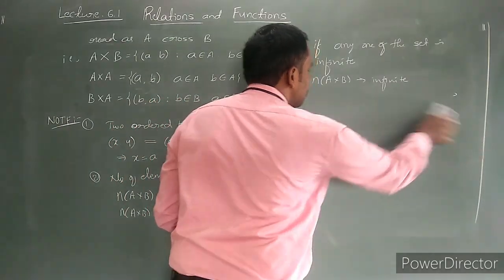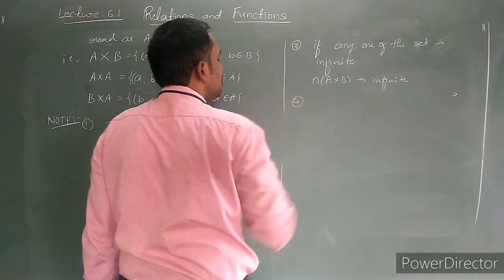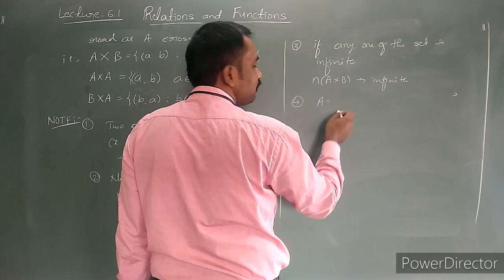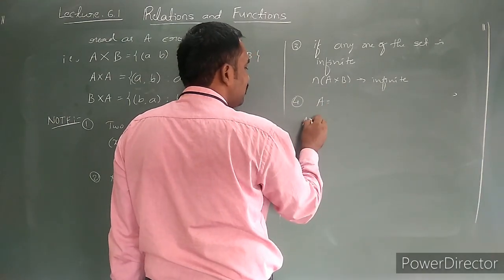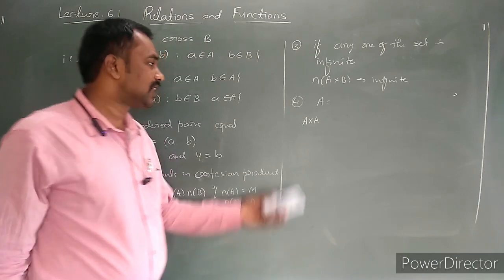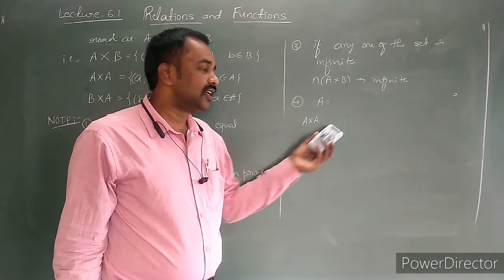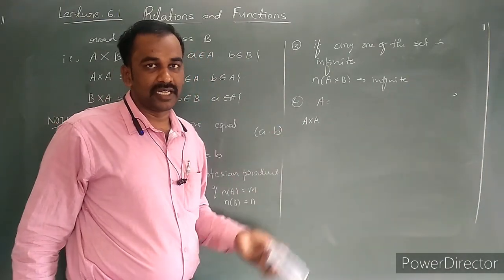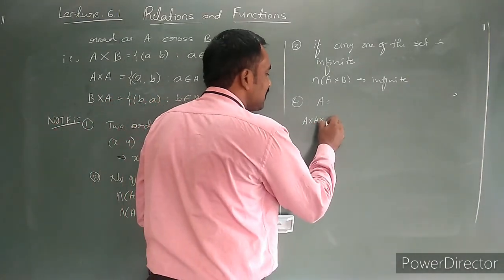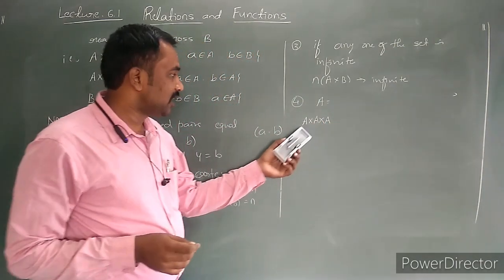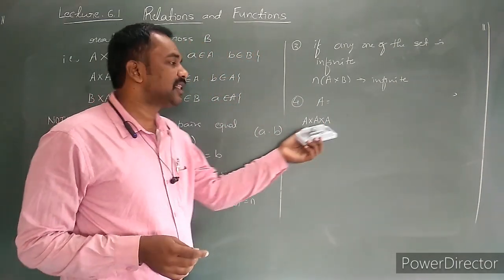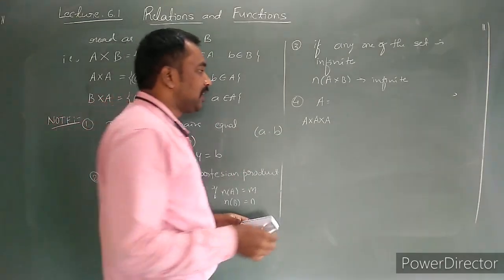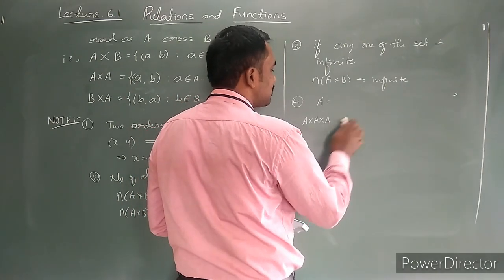Okay. Now, the fourth note is, suppose the set A is some finite set, and we can write A cross A. We already know how to write A cross A: in the ordered pair a comma b, both elements we have to choose from the single set. In the same manner, you can write A cross A cross A. This is said to be the Cartesian triplet.